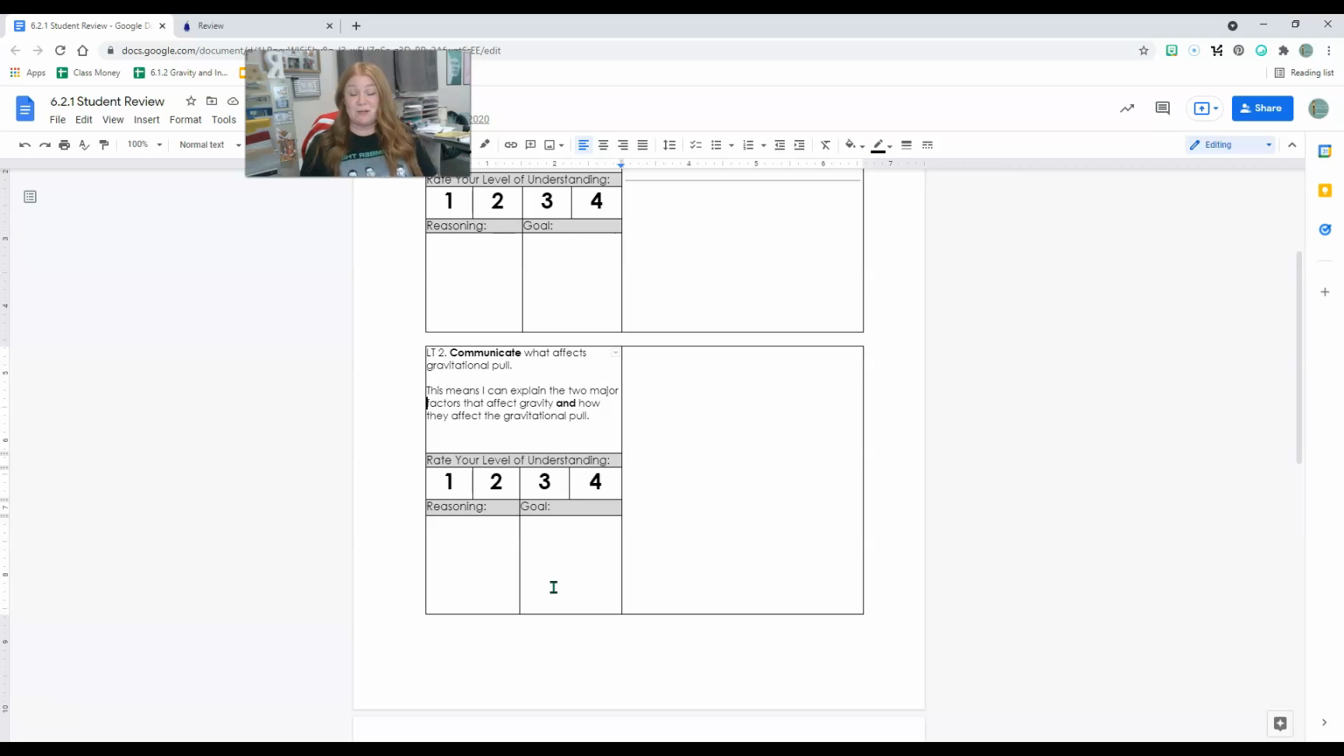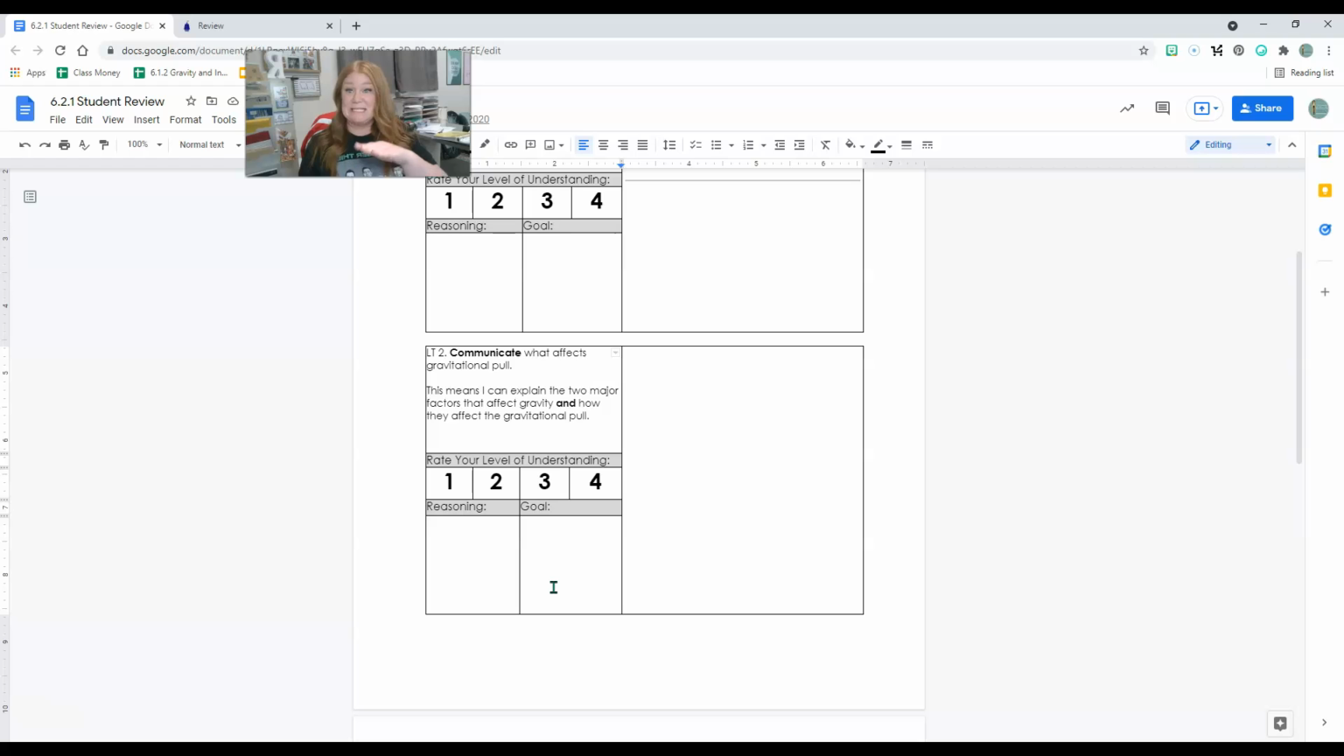Do you need to understand the difference between mass and weight? Lots of kids say that weight affects gravity. Weight has nothing to do with gravity, right? Gravity makes our weight. When I step on the scale, all that's doing is saying, hey, this is how much gravity is pulling down on my body. Okay, weight is because of gravity. It has nothing to do with affecting gravity.